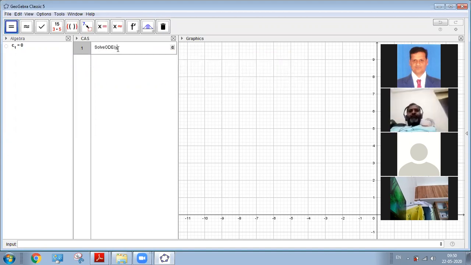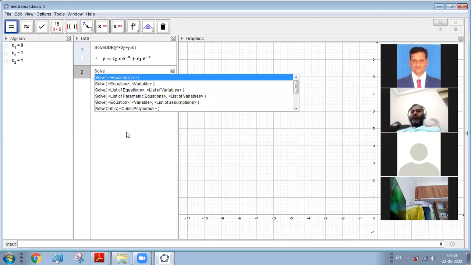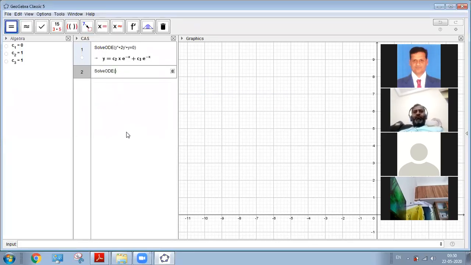y double dash plus 2y dash plus y equal to 0. So this is the solution of this differential equation. You can solve any second order differential equation, or first order or higher order, with constant coefficients using this command. y double dash minus 5y dash plus y is equal to e power x.